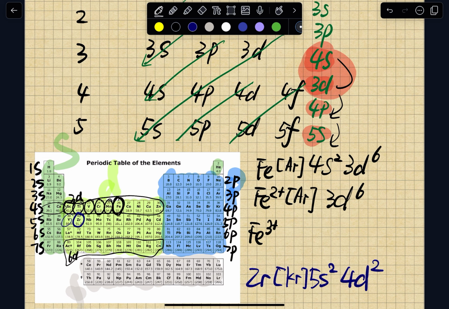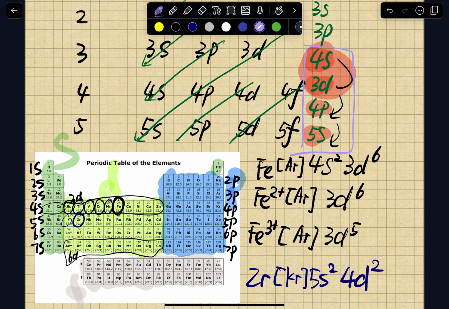Now I have to remove 3 electrons. So you first remove 2 electrons from the higher subshell, which is the 4s2. You remove it from 4s2, and you have to remove 1 more from the 3d orbital. So the electron configuration will become Ar 3d5. Perfect.